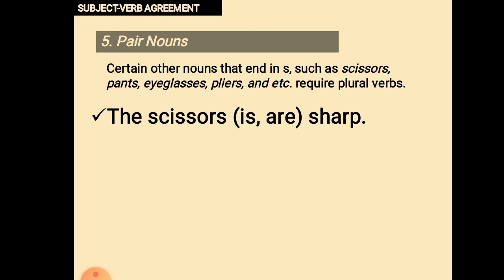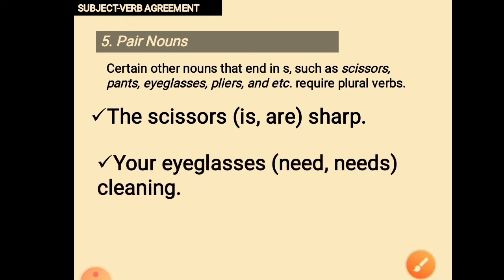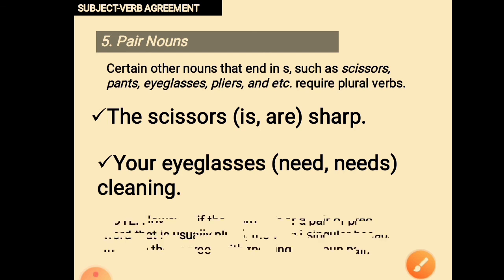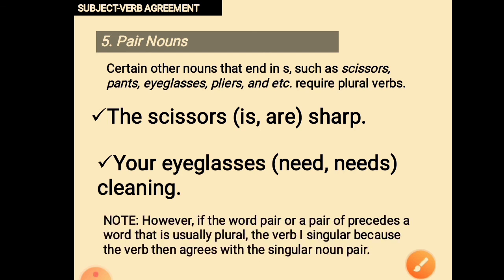Automatic na talaga yon. Next is, your eyeglasses need cleaning. Same thing. Eyeglasses. Pair noun siya, di ba? Dalawa. So the verb that we'll be using is plural. Need. Okay? Plural talaga siya. Automatic plural. However, if the word pair or a pair of precedes a word that is usually plural, the verb is singular because the verb then agrees with the singular noun pair.